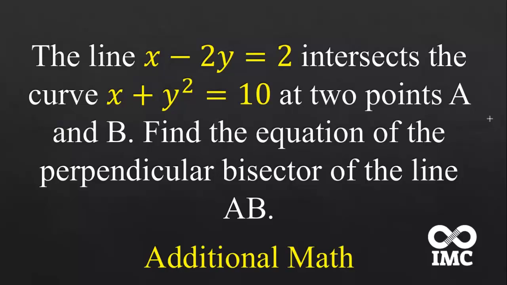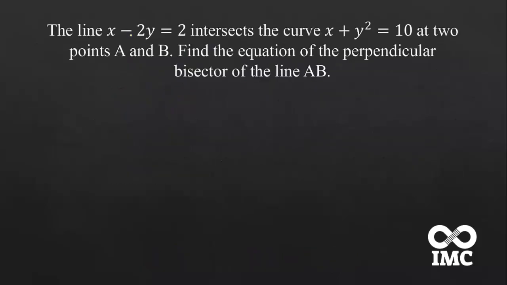Today we'll solve a very important additional mathematics problem: the line x minus 2y equals 2 intersects the curve x plus y squared equals 10 at two points A and B. Find the equation of the perpendicular bisector of the line AB. This is a very interesting and important simultaneous equation related problem. So let's solve.